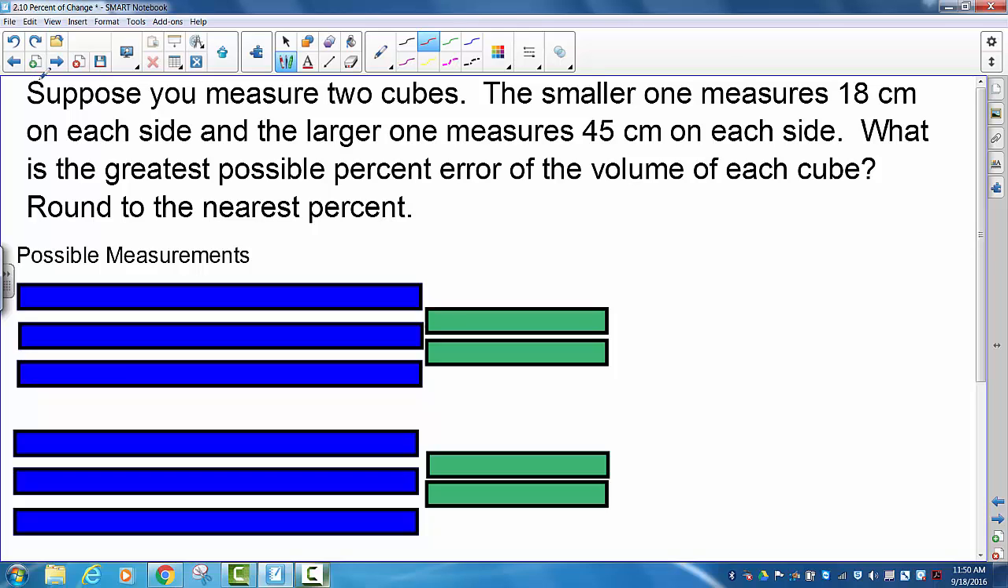Remember, what you're going to do is find the actual volume of the cube. Then you're going to find out what it could possibly be on the lowest end and the highest end. You're going to do that for the 18 centimeter cube and for the 45 centimeter cube, and find the greatest possible percent error of each one. Pause the video, give this a try, and then come back and we'll see how you did.